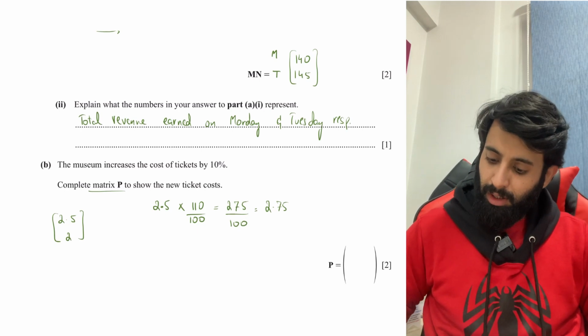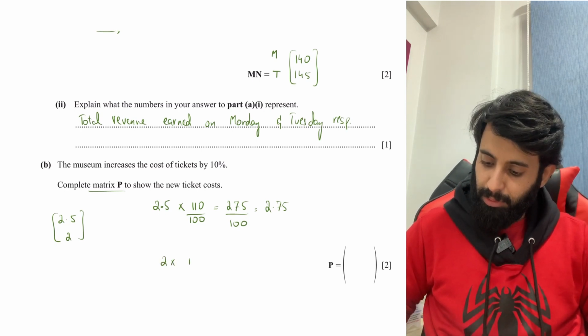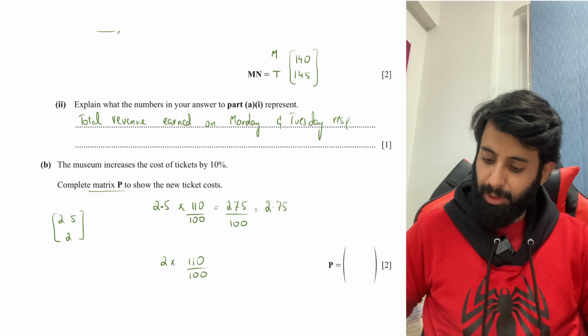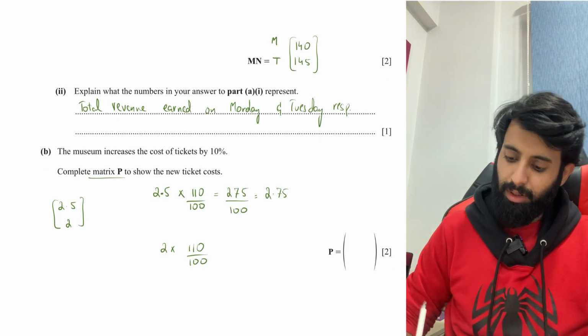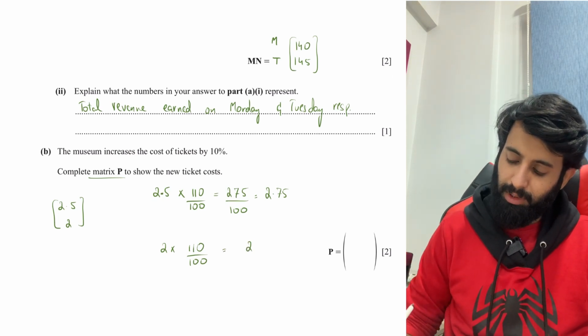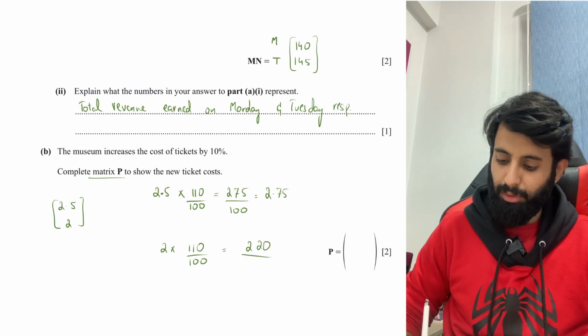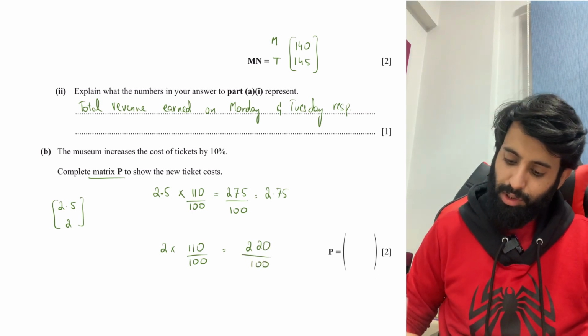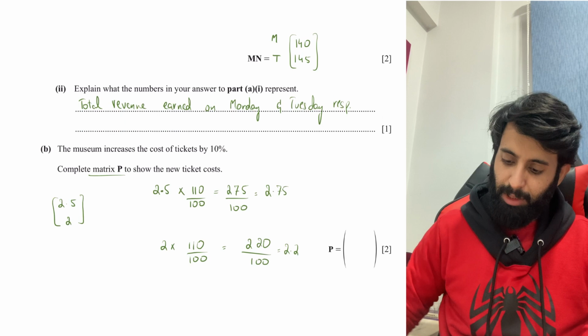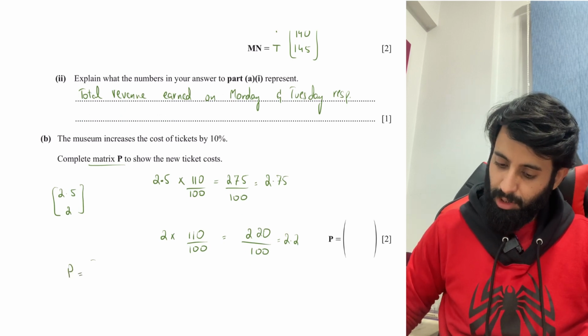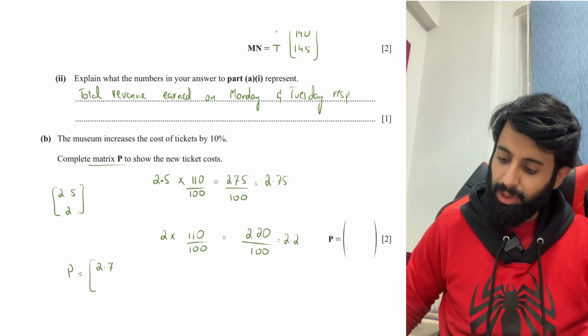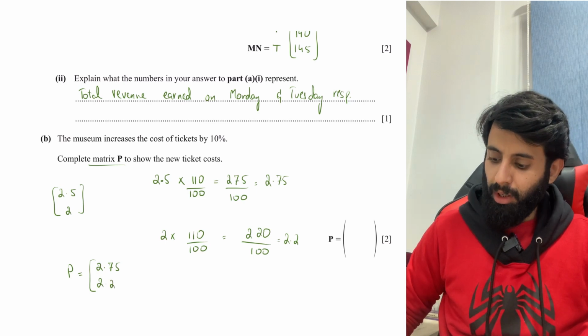And then we're going to do the exact same thing with 2, which should be a whole lot easier. 2 multiplied by 110 over 100. So that means you're looking at 200 and, let me see, 20 over 100, which is basically equal to 2.2. So that means the new matrix P looks like 2.75 and 2.20.